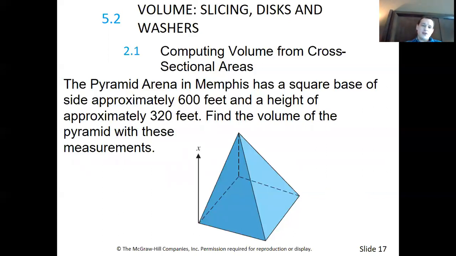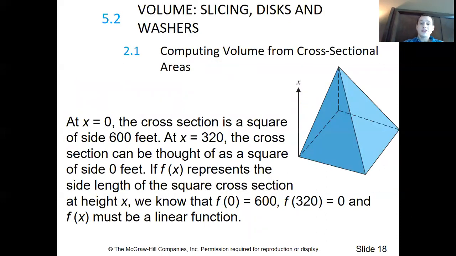This one says the Pyramid Arena in Memphis has a square base with side approximately 600 feet. So if you look at this figure, this side's 600, so this side's 600 also. The height of this figure is 320 feet. Find the volume of the pyramid with these measurements. Well, it's just 1/3 base times height. I derived a very general equation for this, and you could just plug it in, but let's do it the book way. So what are they doing?